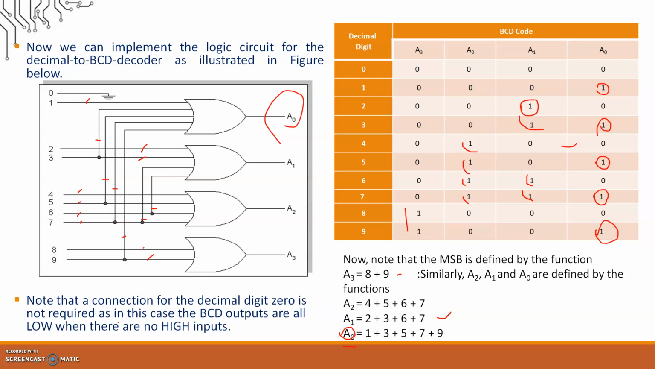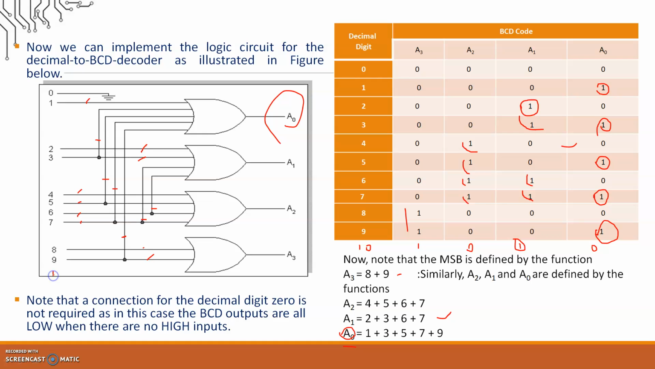So this is the circuit we have to draw. If there is a value 10, what is the binary digit of 10? It is 1, 0, 1, 0. For example, I have a value 10.